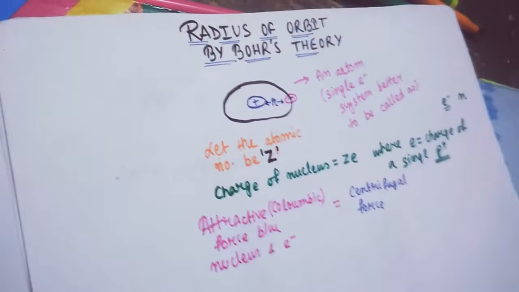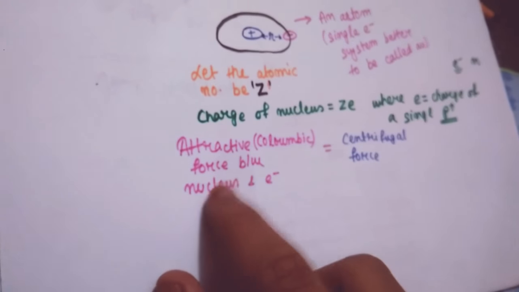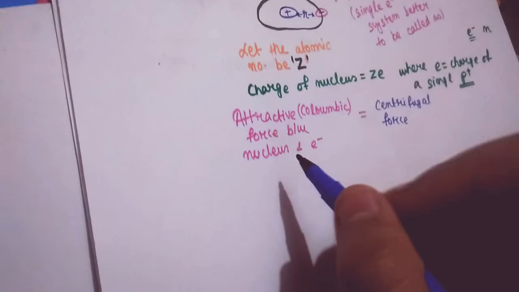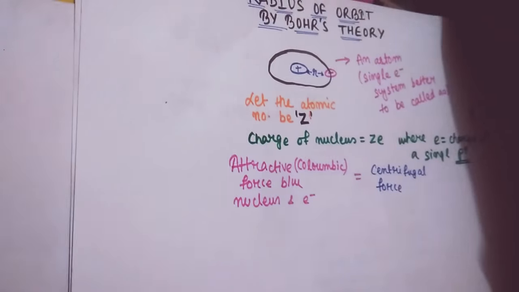So since the distance is r, we can write that the attractive force between the nucleus and the electron to be actually equal to, sorry, let me write with the orange actually.